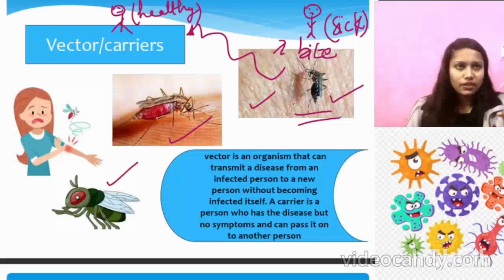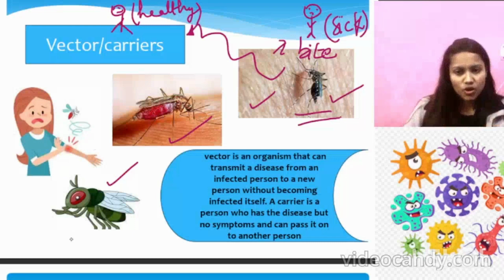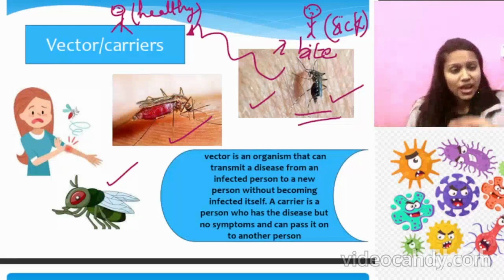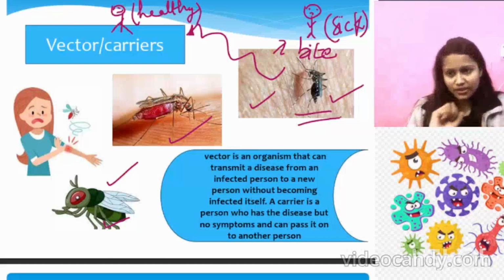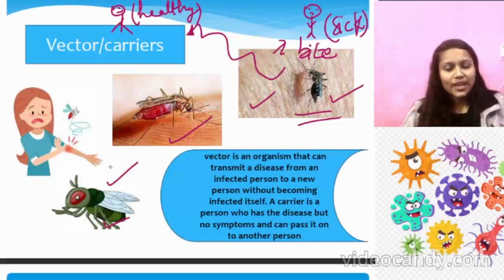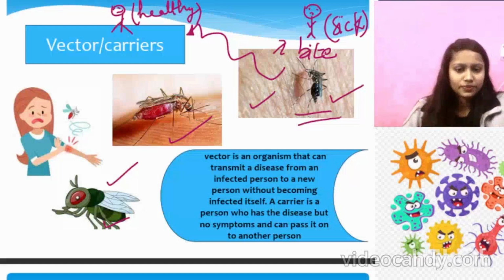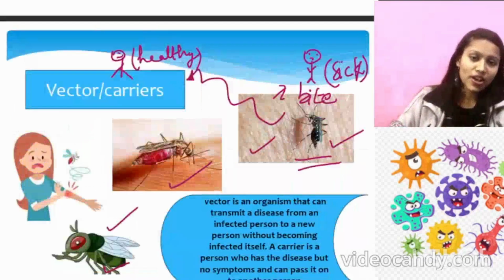So what does it do? It will sit on uncovered food, and it also sits on unhygienic places, and then it will sit on the food, and those pathogens will stick to the legs of the housefly. When it sits on the uncovered food, it will spoil the food, because those pathogens get transferred into the food, and when a healthy person eats it, that can lead to food poisoning and make that person sick. So these are the carriers or vectors. These vectors or carriers are just acting as a transmitting agent here.